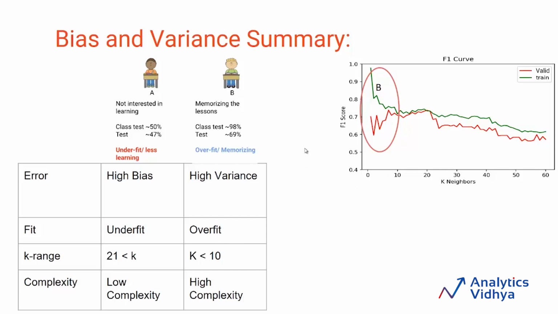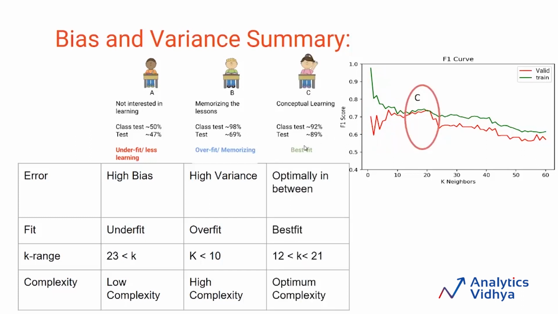Now, for this very highly complex model, we were again not able to get very good results on the test set, right? So, we found a best fit model which represents our student C from the example. This model was optimally between the high bias and the high variance models, and the k value range would be around 12 to 20, as you can see. The model was not very complex but also not very simple.